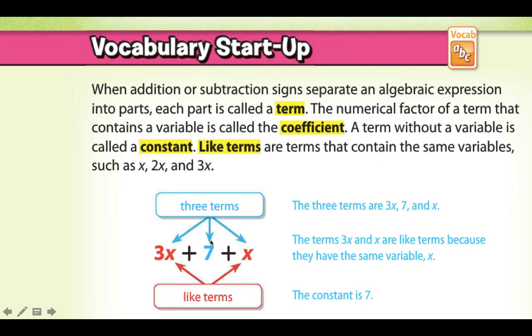7 is our constant. If we think about the word constant, it means all the time or ongoing. 7's value does not change, so that makes it a constant. It is constantly going to be the value of 7. And our like terms are 3x and x. They are like terms because they both have 1x in the term.